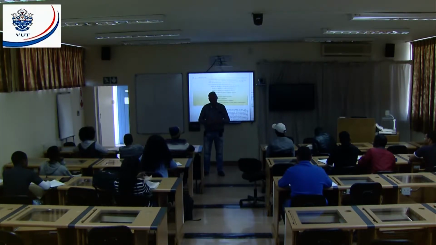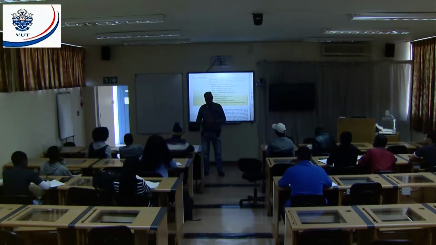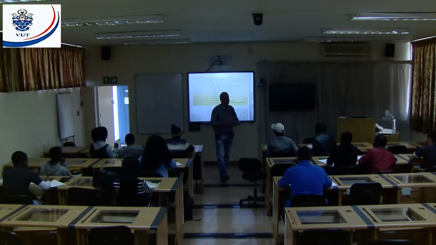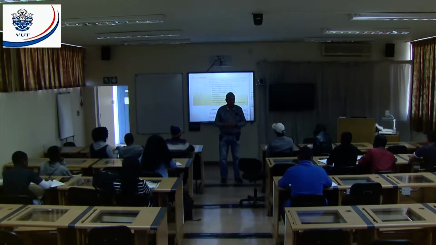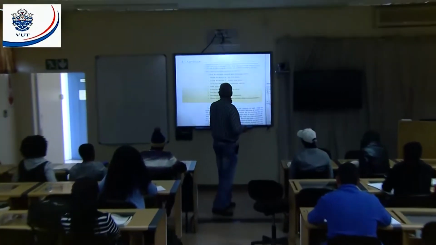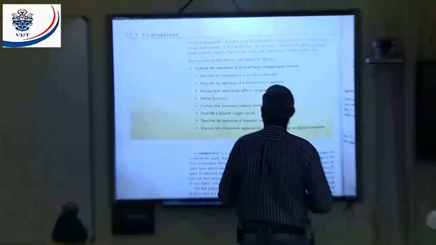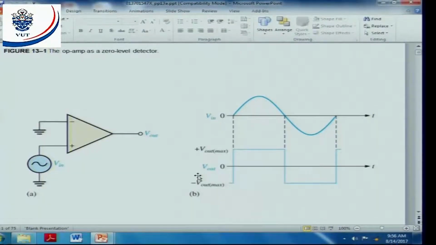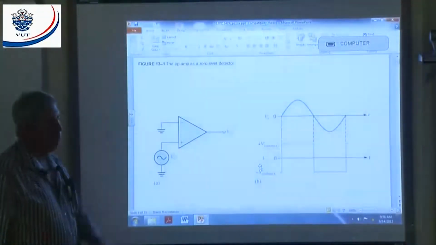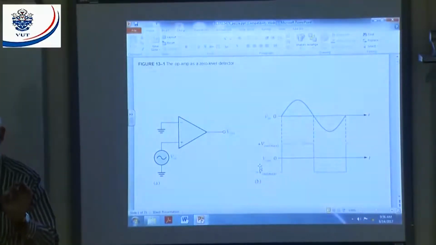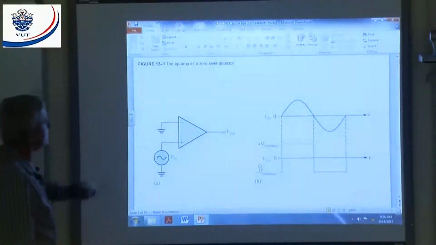Now, the first thing is comparators. 13.1 is comparator. What does a comparator do? It compares certain things, voltage levels. The first one is the op-amp as a zero-level detector. Why do we call it a zero-level detector? Because it's going to compare my input signal with 0 volts. My reference is 0.